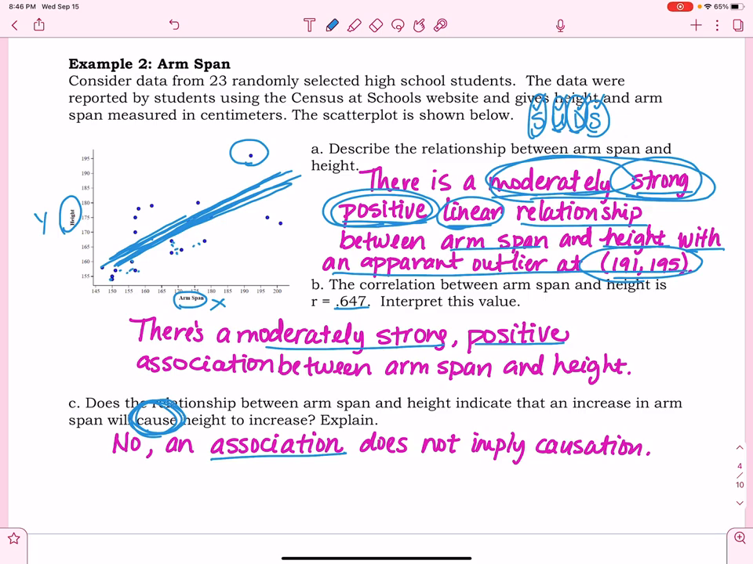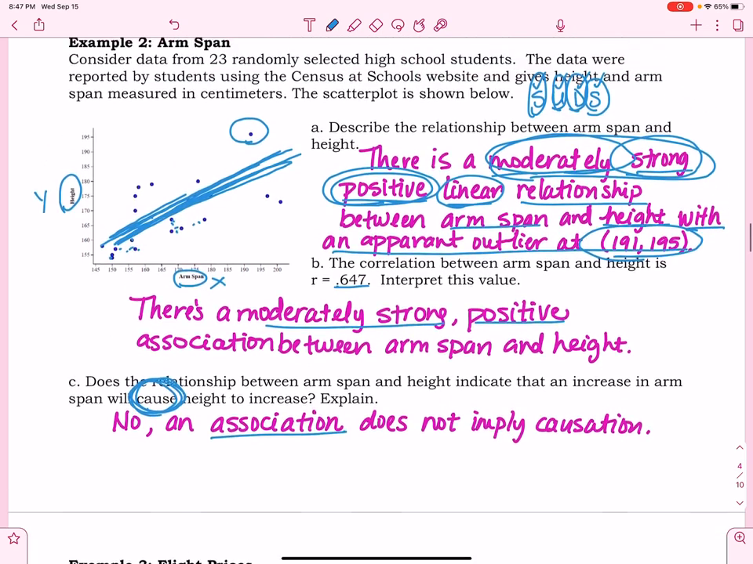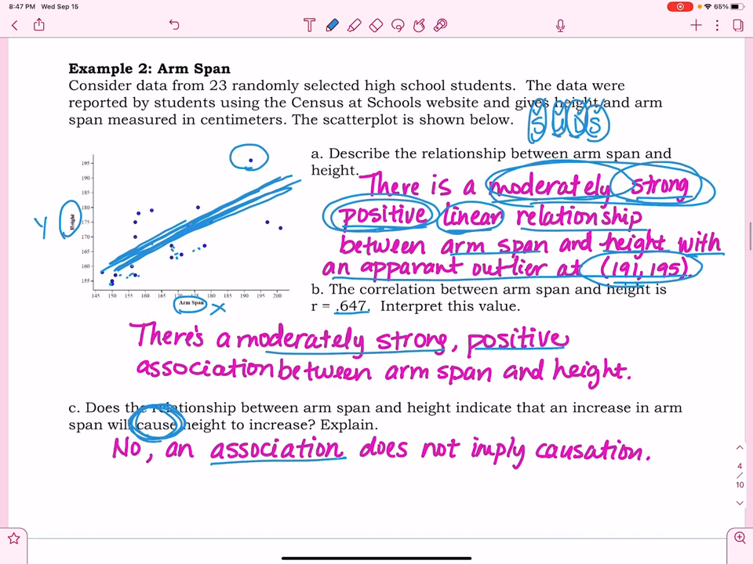A lot of students fall into that trap of thinking, oh, this is causation, this is causing this to happen. No, arm span is not causing your height to be bigger or more. That is not what is happening here. There's just a relationship between arm span and height. Could it be useful for predicting height based on arm span? Absolutely, but arm span is not causing height.